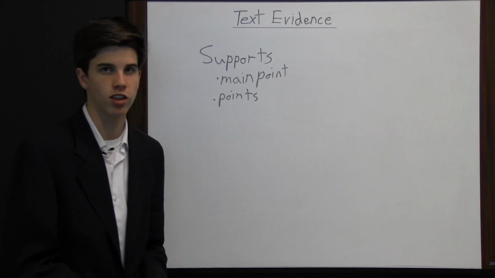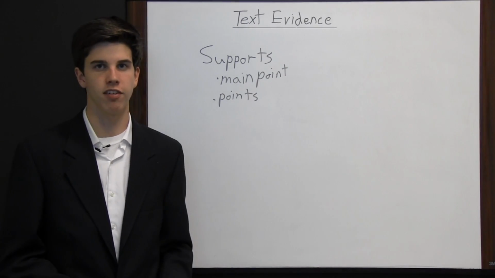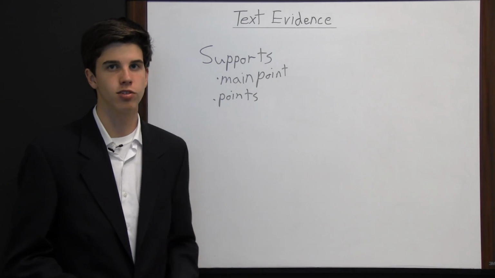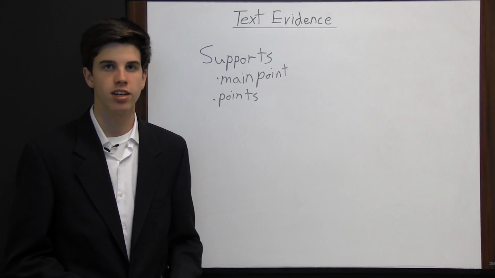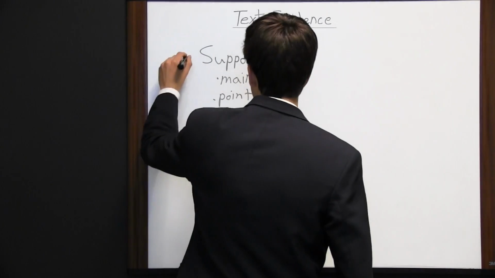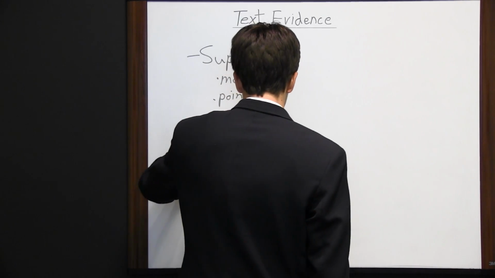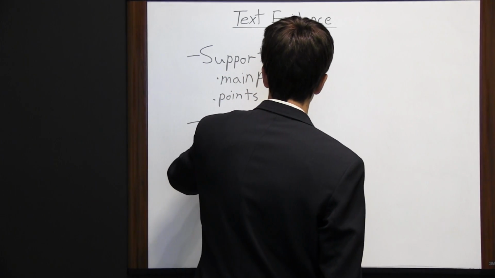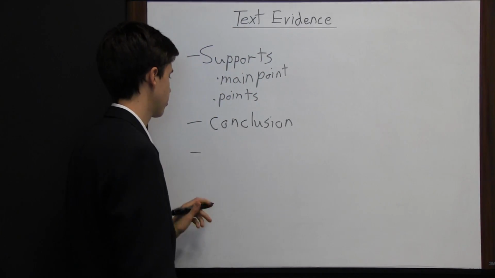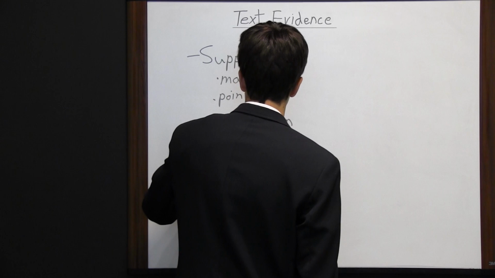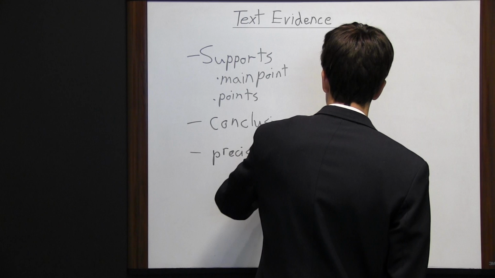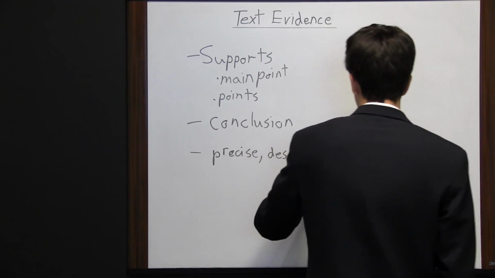Anytime an author makes a claim about something, it's important that they have text evidence, because when they just make a claim, it's not very credible. So they add text evidence to back up that claim, maybe give a statistic or tell something else to back up the main point or points throughout the story. Text evidence also helps the reader draw a conclusion, or it leads to the conclusion throughout the story. So it's important that text evidence is three things: precise, descriptive, and factual.